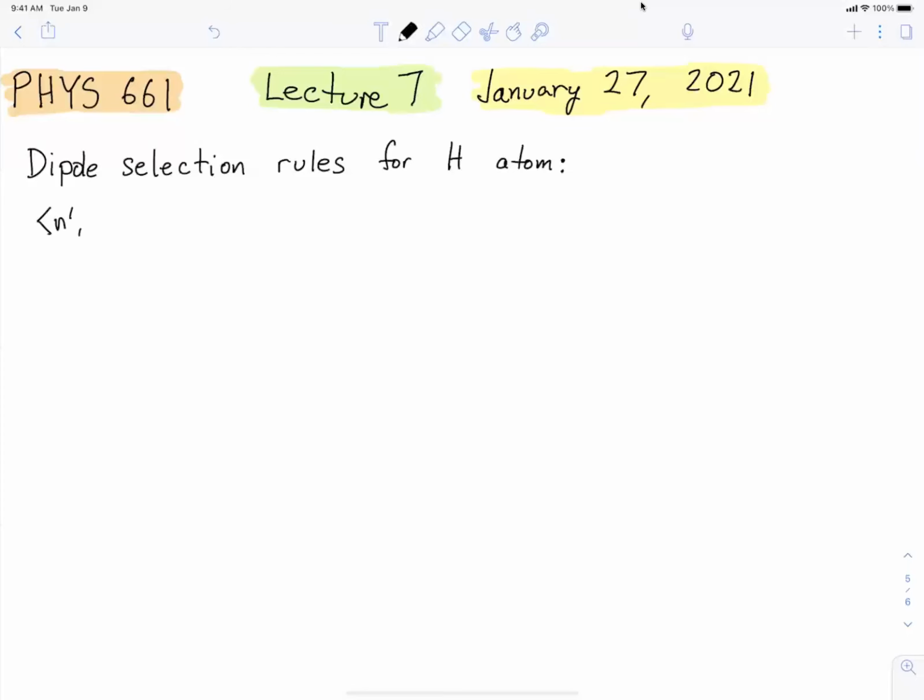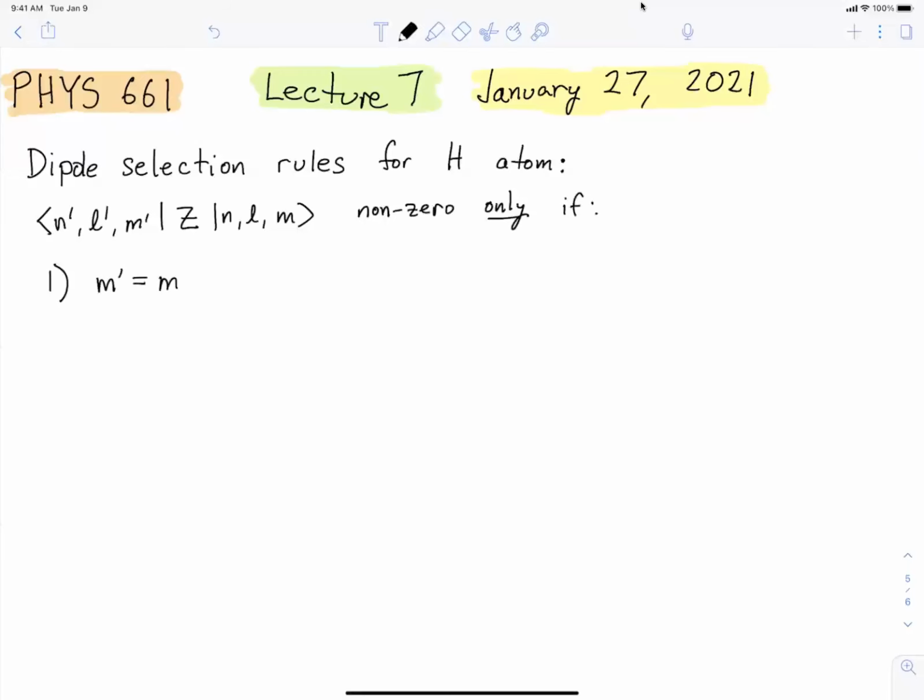And so in this case, we're looking at hydrogen atom states, which are characterized by three integers, n, l, and m. And the matrix element, the operator that we're interested in, is the z coordinate. And so a general matrix element looks like that. And the claim is this is non-zero only if two things are true. The first thing is that m and m prime have to be the same. Okay, and we gave the proof of that last time.